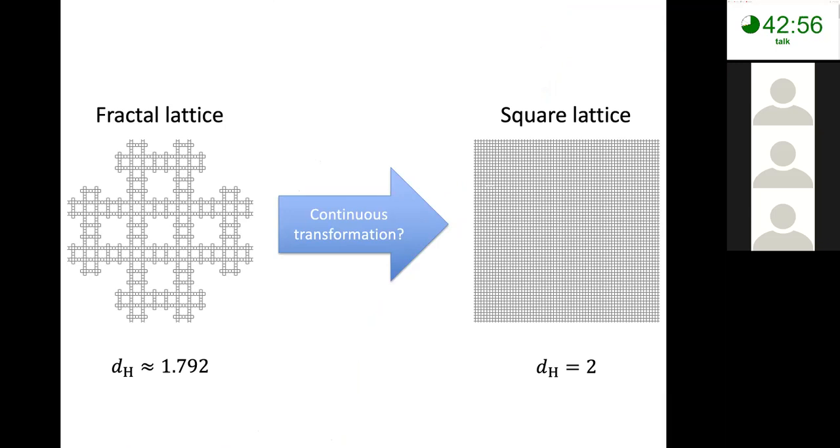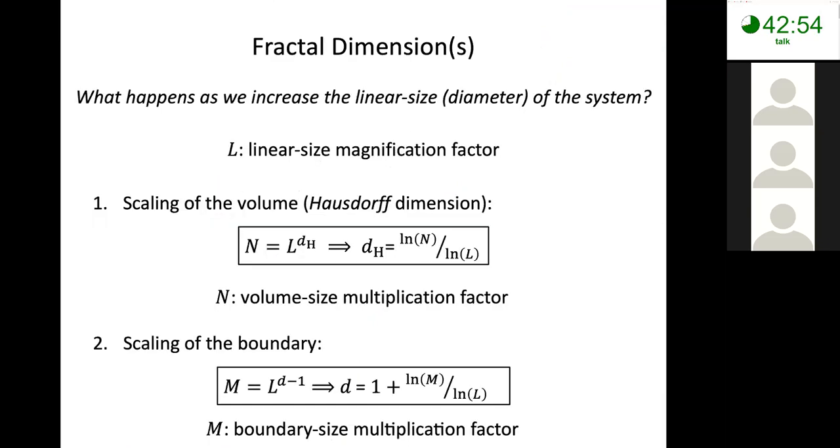So, let's move on to the next slide. The Hausdorff dimension deals with the scaling of the volume size with the system diameter. This definition says that the volume size increases as a magnification factor to the power of the Hausdorff dimension.